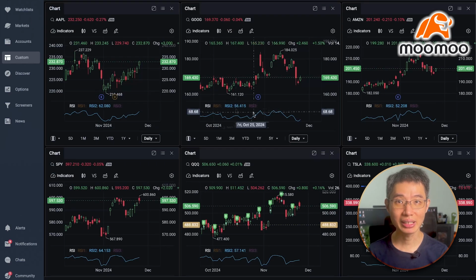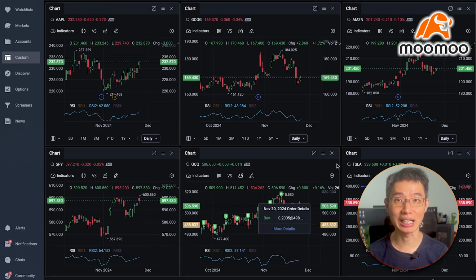For example, here I've added individual charts for stocks that I want to monitor, and for each stock, there's an RSI indicator so that I can easily tell when stocks are overbought or oversold.